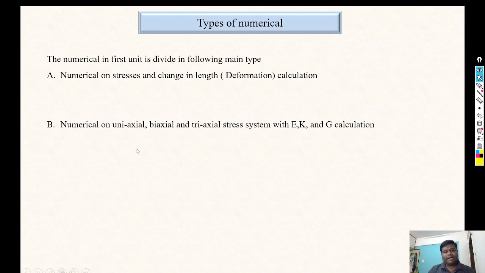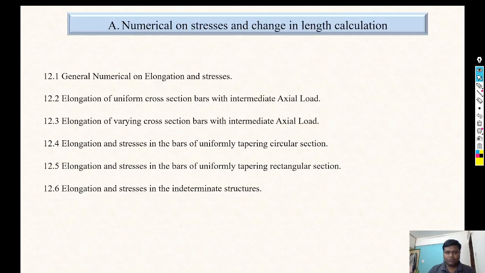And the second part is related to numerical on uniaxial, biaxial, triaxial stress systems with E, K and G. What E, K and G are, I have already discussed in the basic part. Just go through those videos. So if we consider the first part, numerical on stresses and change in length calculation, I have divided this first part into six sub parts.